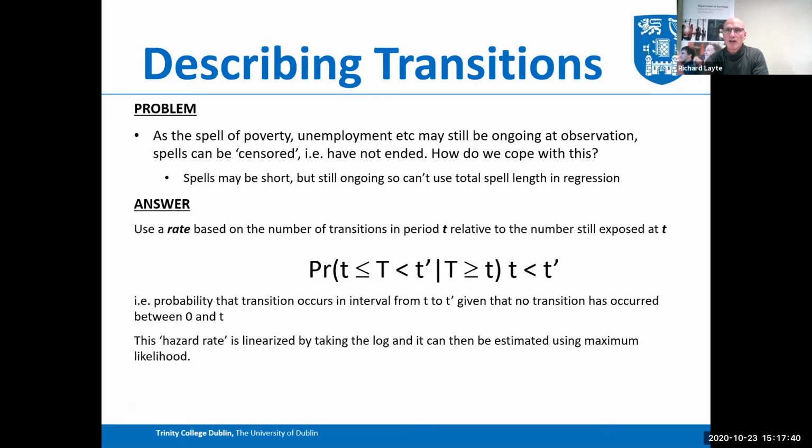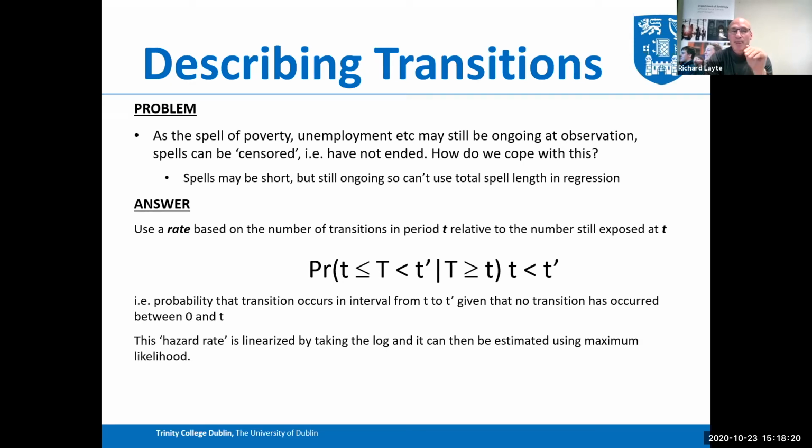Here, what the rate is, is transitions in a given month relative to those who are exposed. And that's exactly what this little equation is telling you. So we use a rate based on the number of transitions in period T relative to the number who were still exposed at T. So here, the probability that the transition occurs in the interval from T to T apostrophe is the probability that that occurs, given that no transition has occurred already between 0 and T.